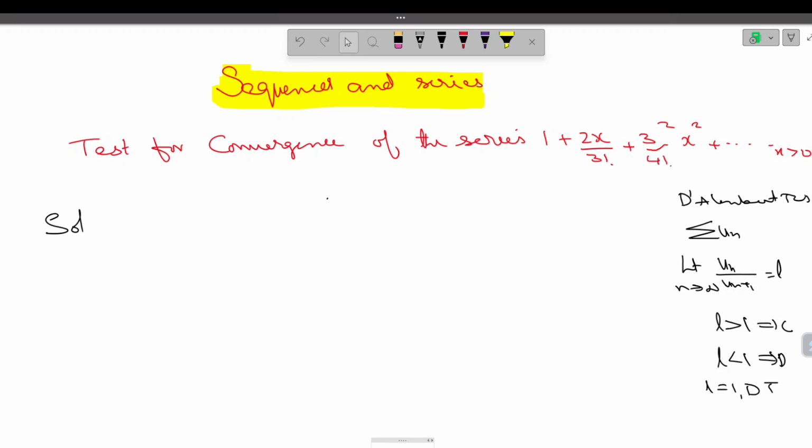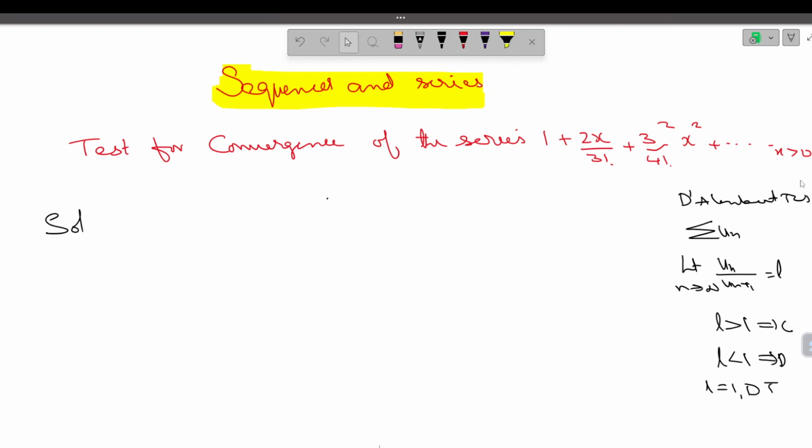Hi everyone. Today we'll discuss one more problem on sequences and infinite series. Test for the convergence of the series 1 + 2x/3! + 3²x²/4! + ... and so on, where x > 0. We are applying the D'Alembert test.